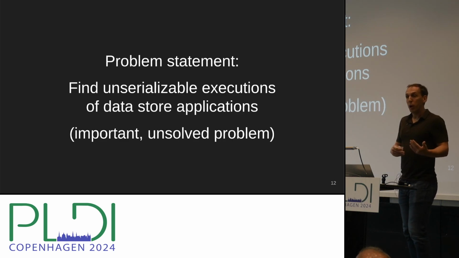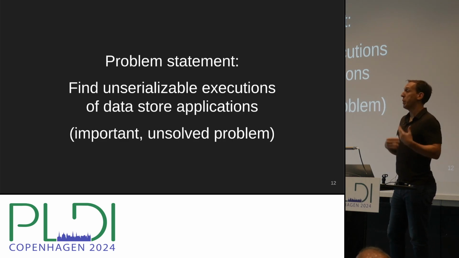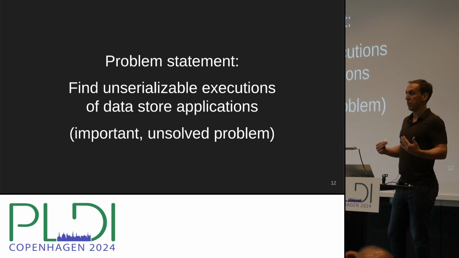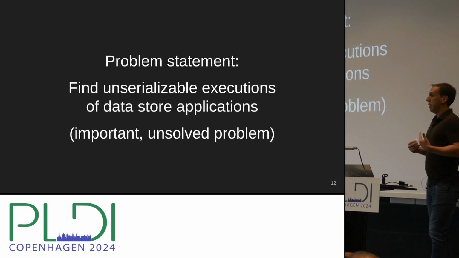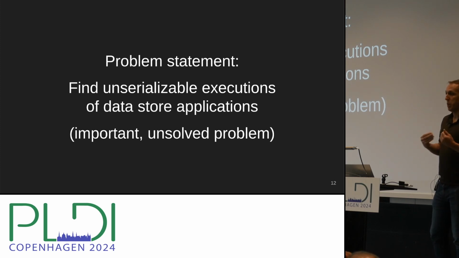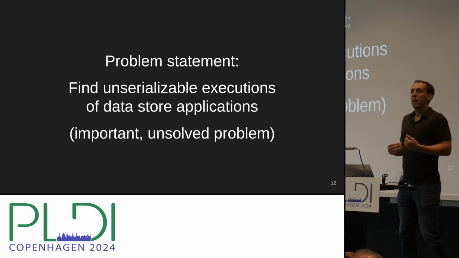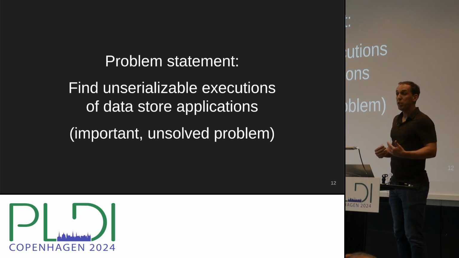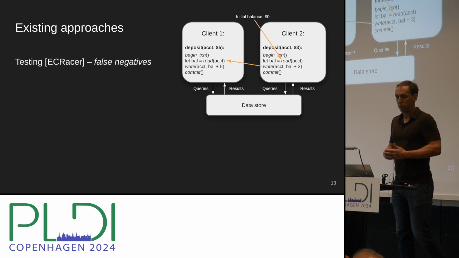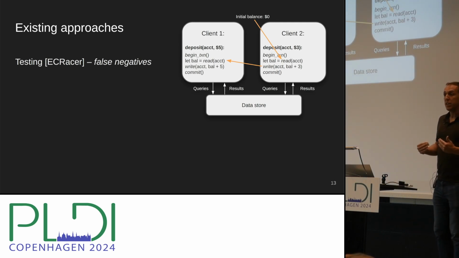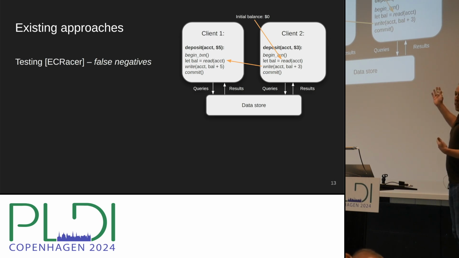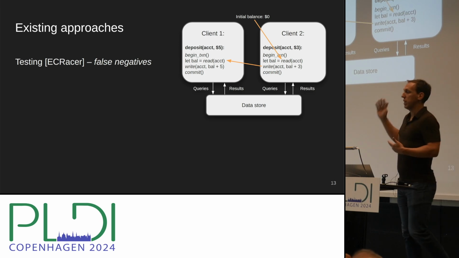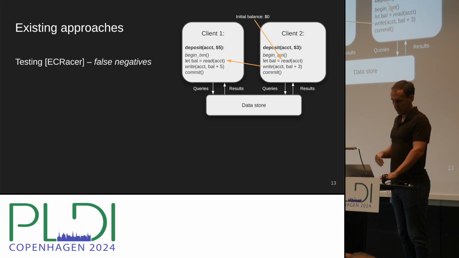This is an important problem, as others have shown, both because data stores are used so frequently and also because unserializability violations, as many people have shown, are a really serious issue. I'll also try to motivate briefly that it's not a fully solved problem. Testing can certainly be done to try to find these outcomes. The main problem here is that you'll often get serializable executions. You won't get the unserializable executions that we're trying to detect.